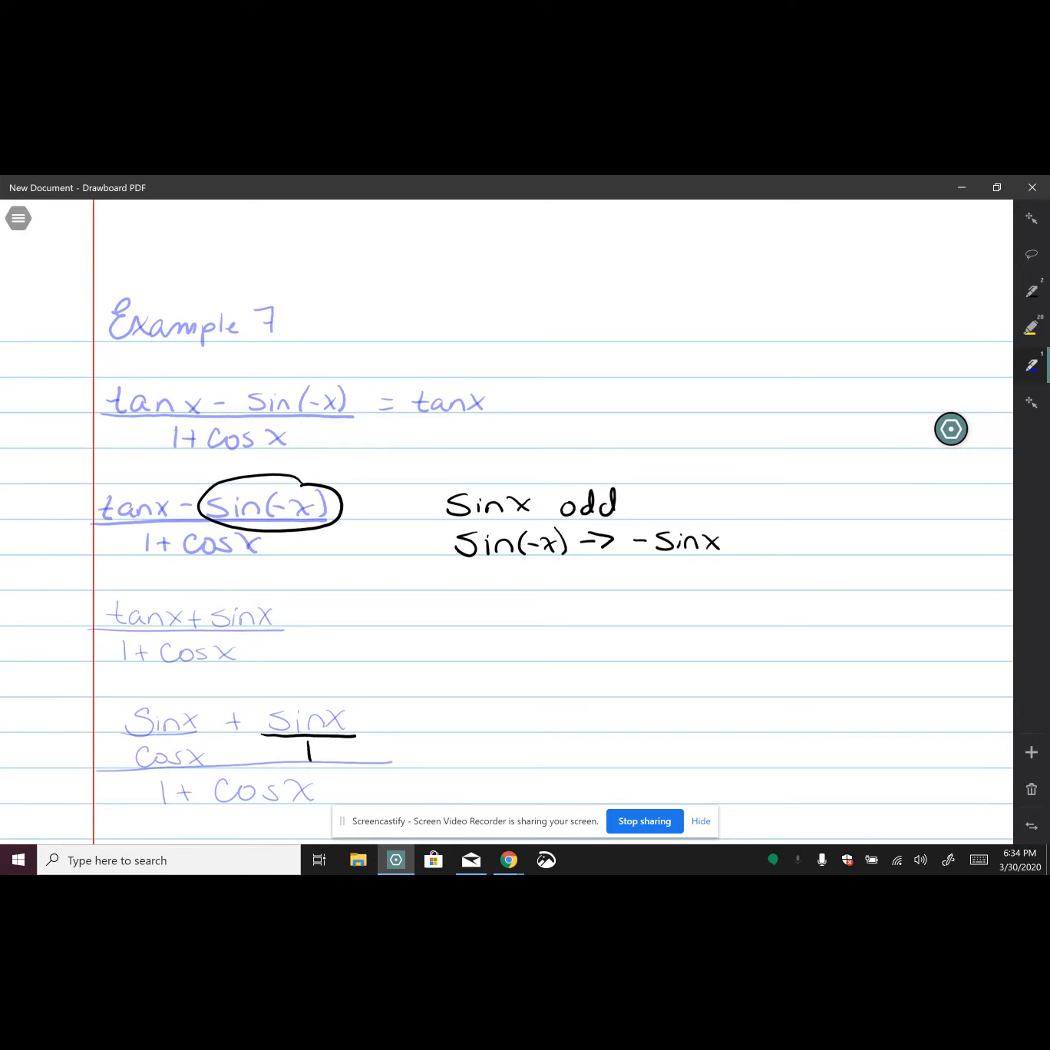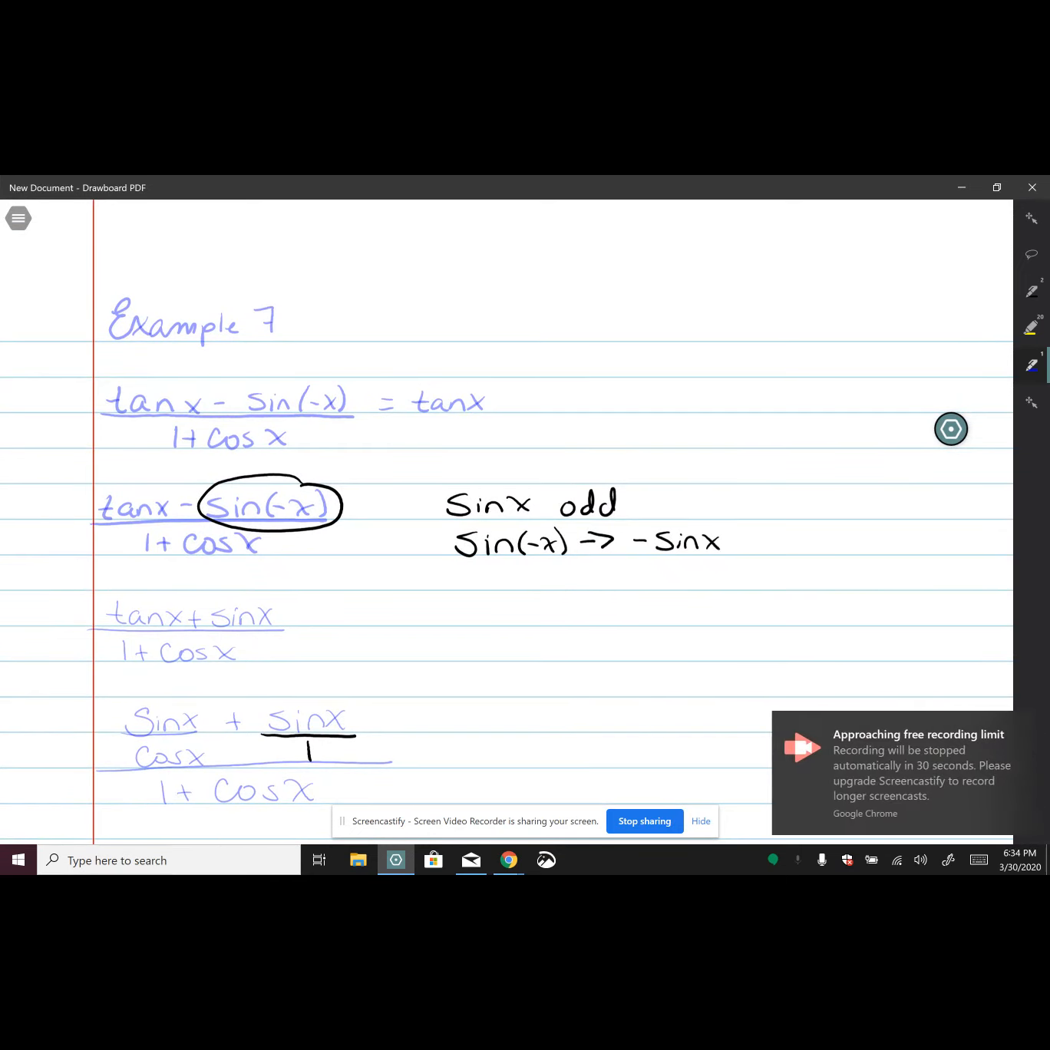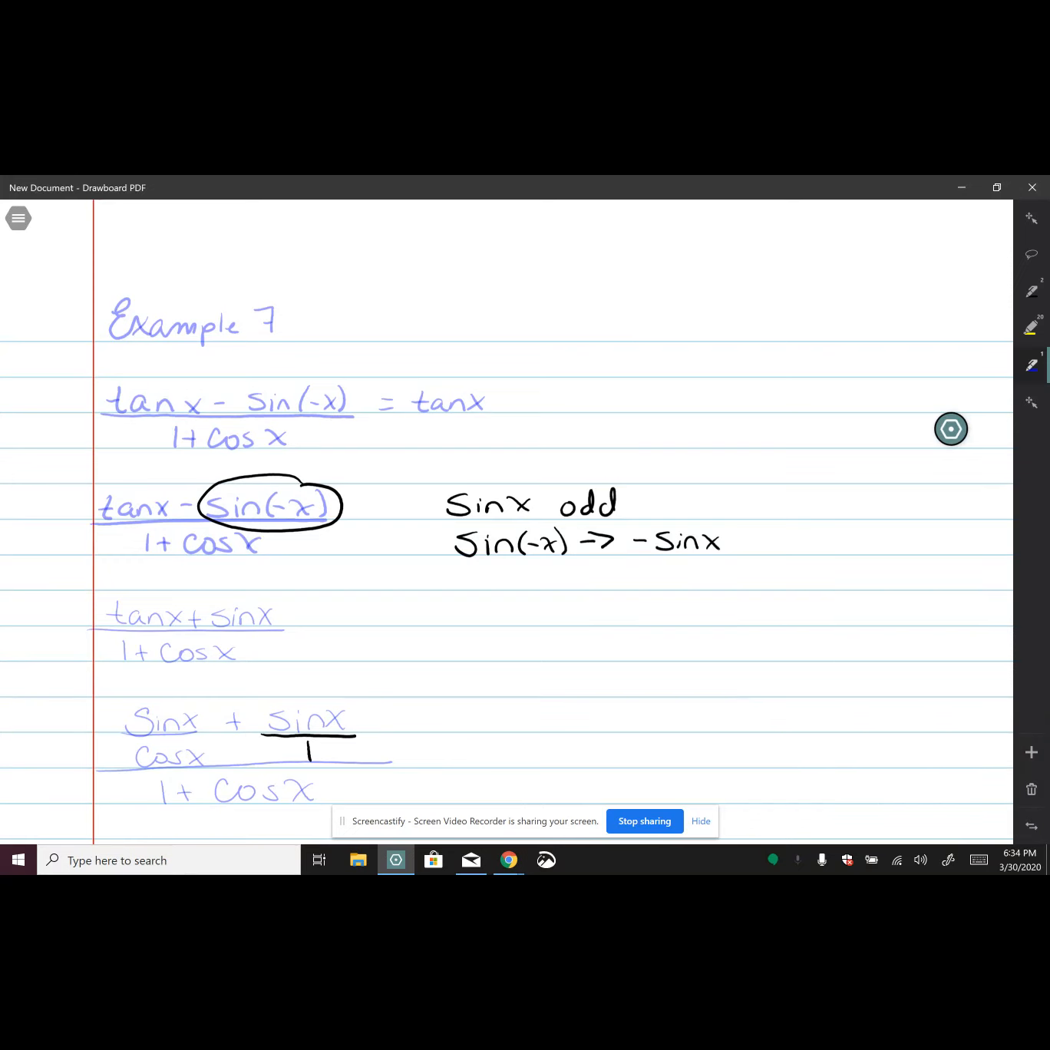Now, example 8 is going to be a little bit different, and I will explain when we get there. Okay, so here's example 7. If you have any questions, make sure you're reaching out to me. Otherwise, I'll see you in example 8.